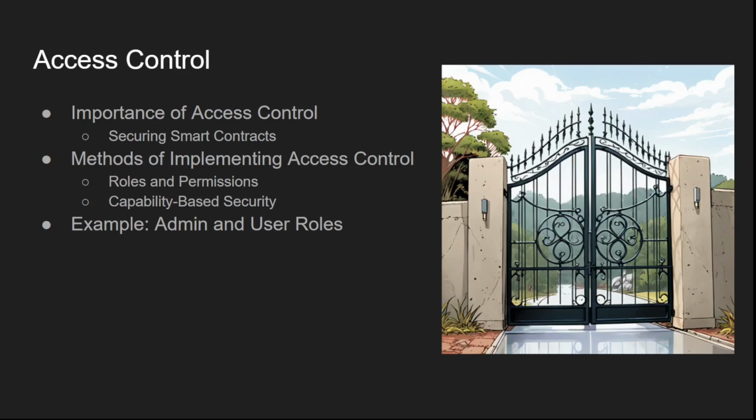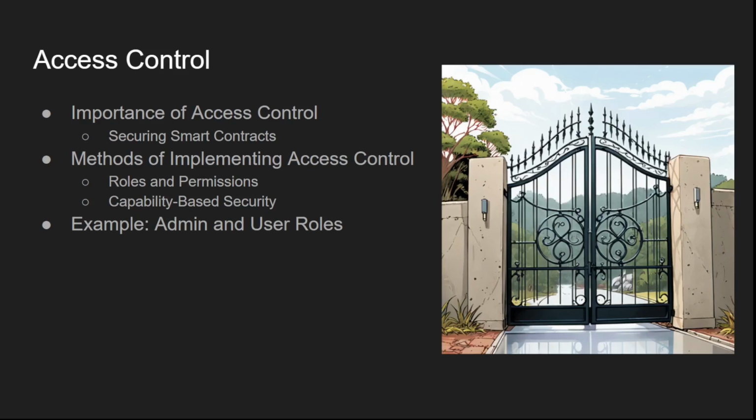One common method is using roles and permissions. Now, this approach involves defining different roles, such as admin, user, or auditor, each with specific permissions to perform certain actions. Another approach is capability-based security. In this model, access to contract functions and resources is granted through capabilities. Capabilities are unforgeable tokens that provide fine-grained control over what actions can be performed.